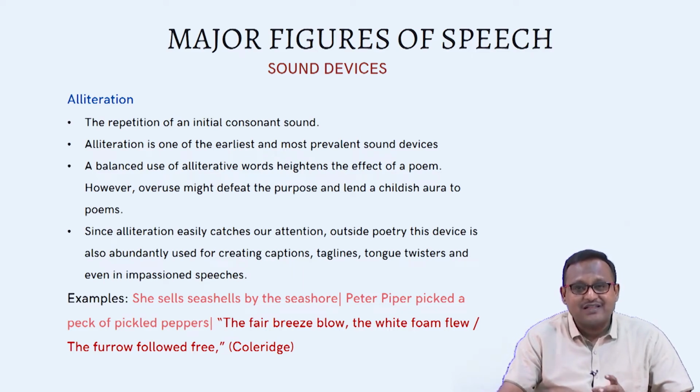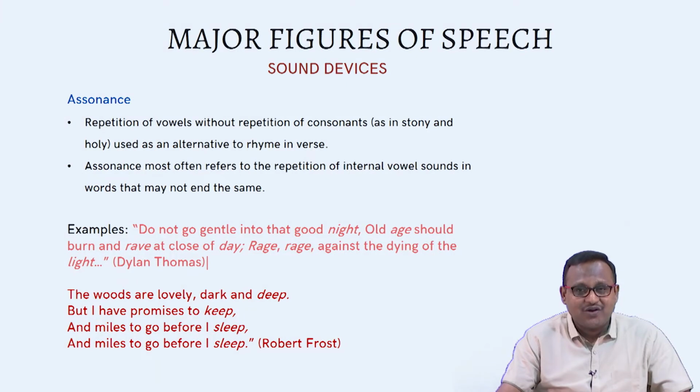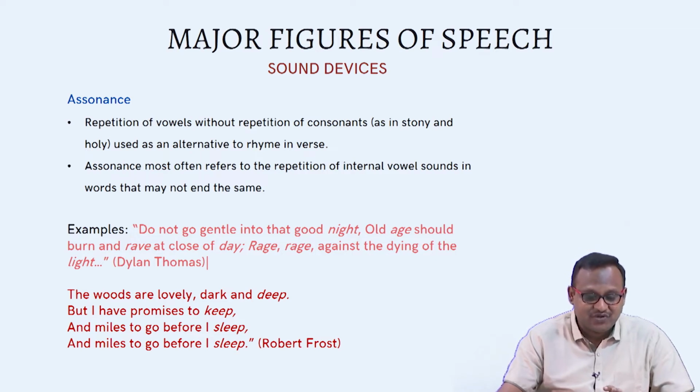Alliteration. Well, there are slight variations of alliteration. I come to that in the next slide. You can call assonance and the next one, consonance, part of alliteration in a certain way, but assonance is again a repetition of a sound, but here it is a repetition of a vowel sound. Whatever you have heard in the case of alliteration, all that holds good as far as the repetition of vowels is concerned. It is a kind of an alternative to rhyme in verse as well.